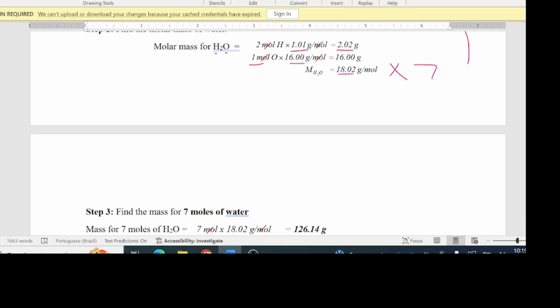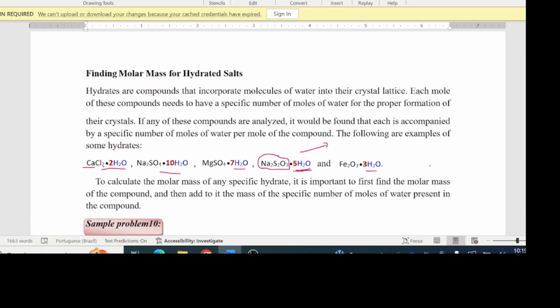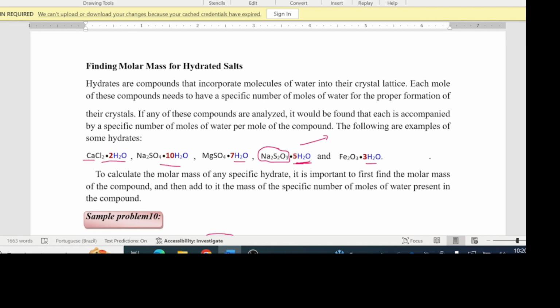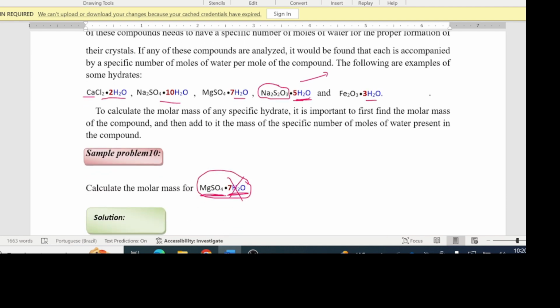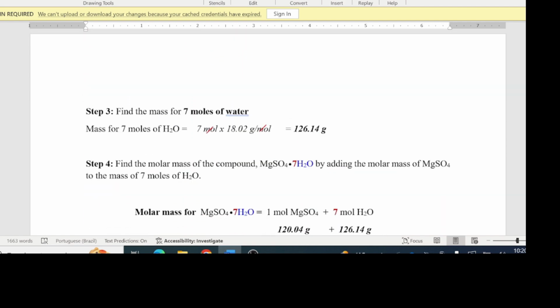Let me just do that for you quickly. This will be calcium chloride dihydrate. This will be sodium sulfate decahydrate. This will be heptahydrate. This is pentahydrate, and this will be trihydrate here, okay? You call it depending on the number of moles of water molecules that are connected to those there. So that's how we do now. Multiply this here by 7, and you end up with 7 moles of water, okay?